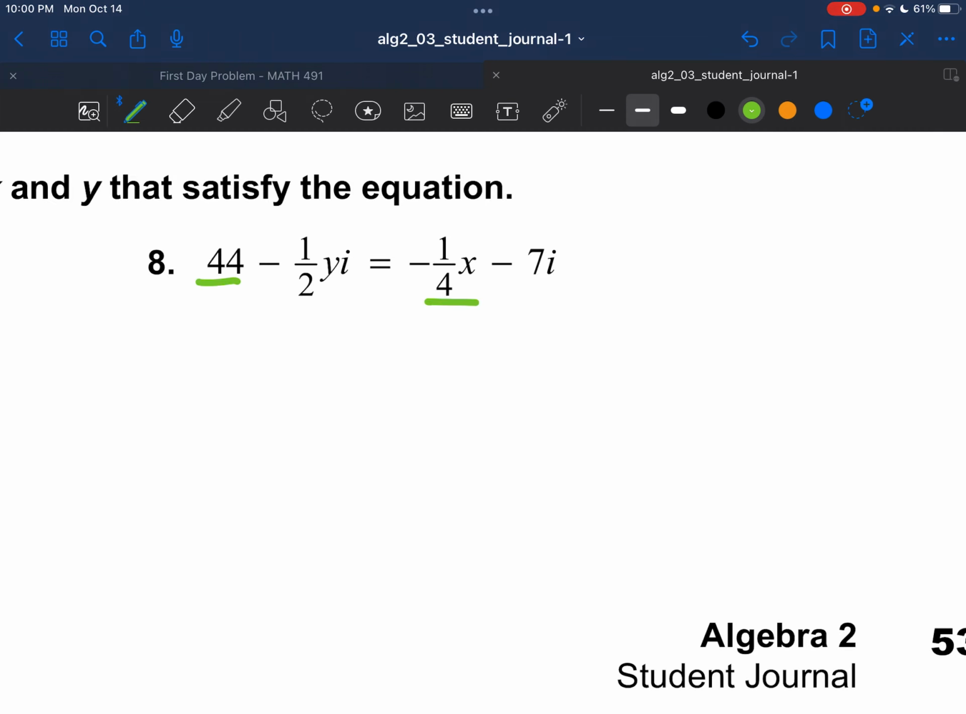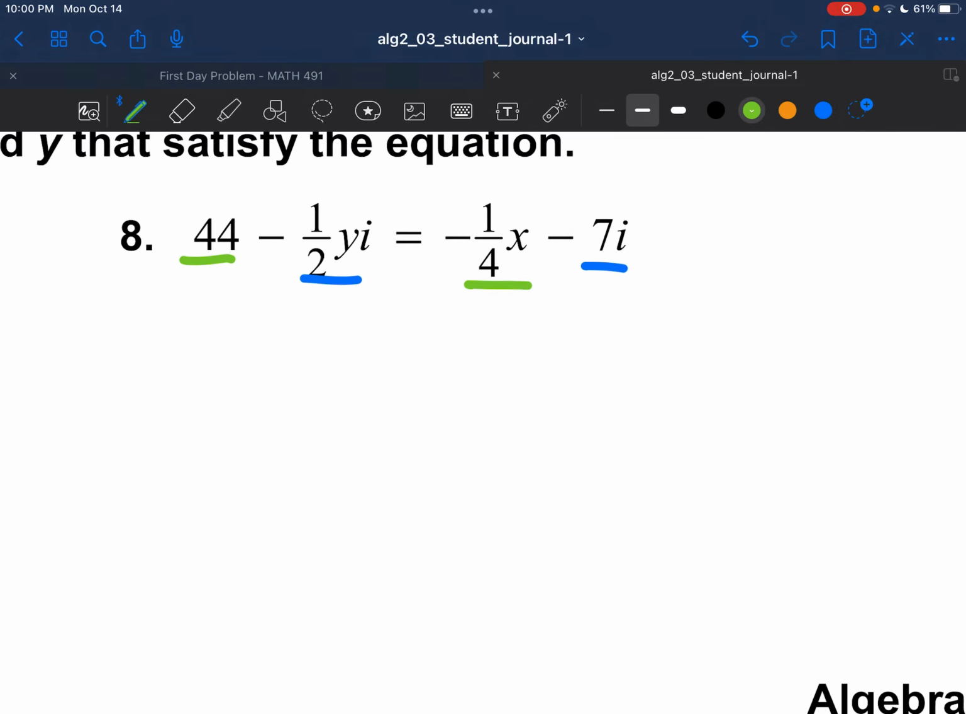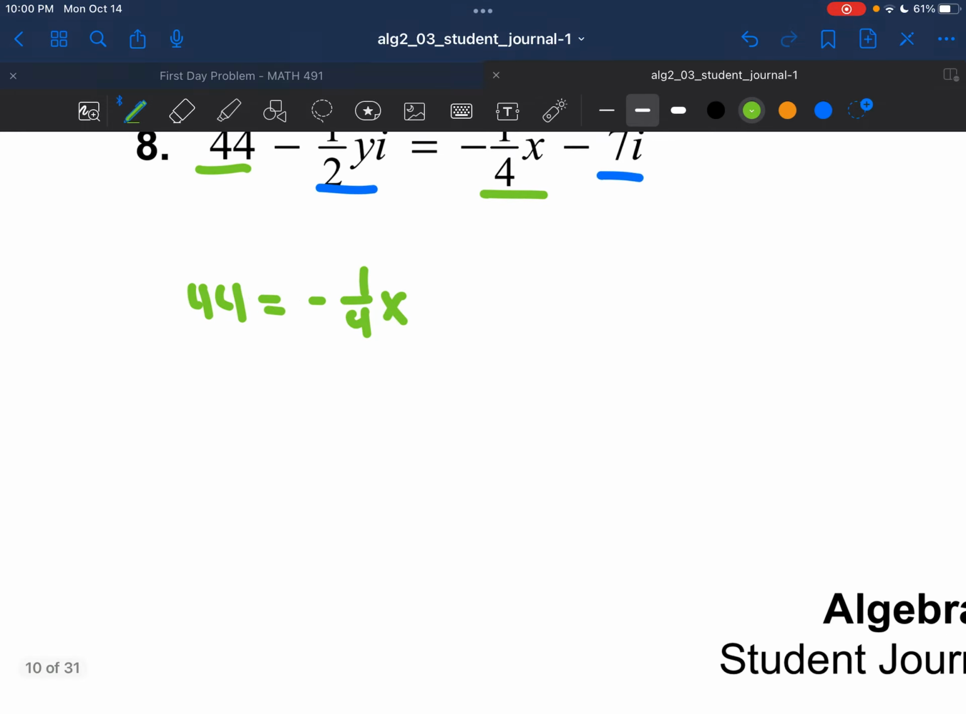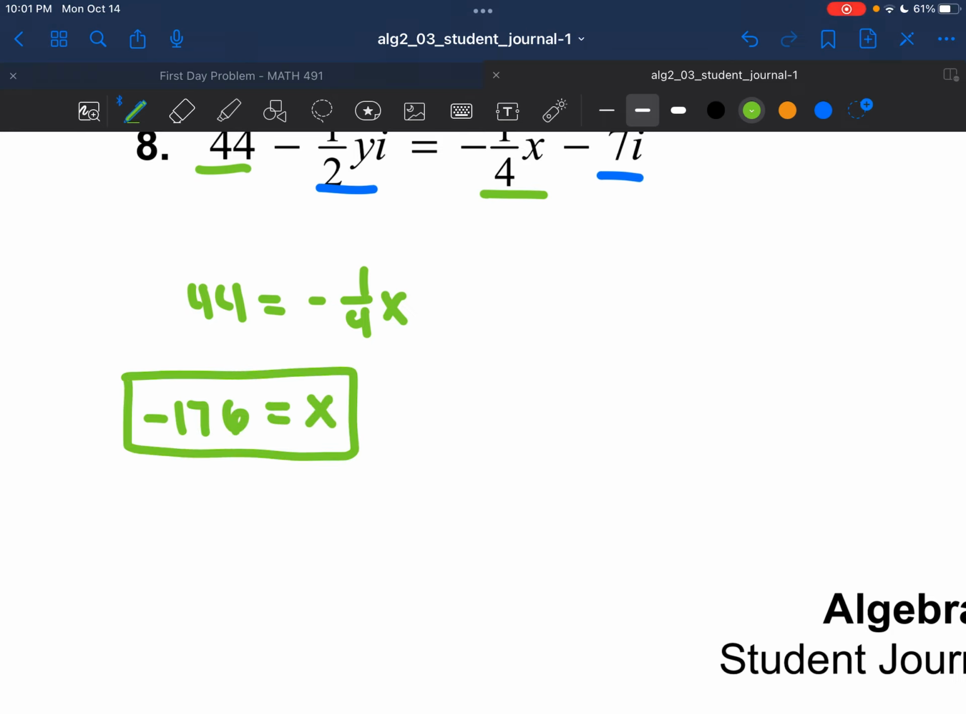Okay, over here, same deal. We're going to connect the real ones with the real, and then we're going to connect the complex ones with the complex. So 44 equals negative 1/4 x, multiply by negative 4, and then 44 times negative 4 should be negative 176 equals x.